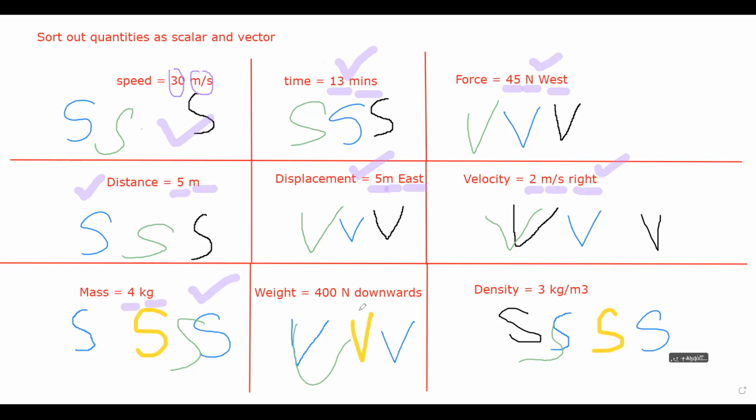Magnitude and unit, scalar. That's correct. Magnitude, unit, direction, that's a vector. Magnitude and unit, that is scalar. So a quantity simply represented by a magnitude and unit, we call a scalar. And a quantity represented by a magnitude, unit, as well as direction, we call a vector quantity.